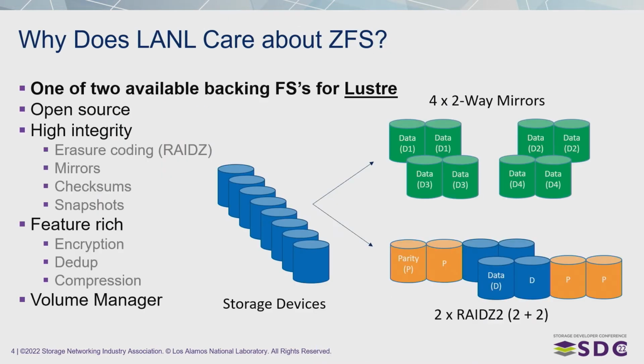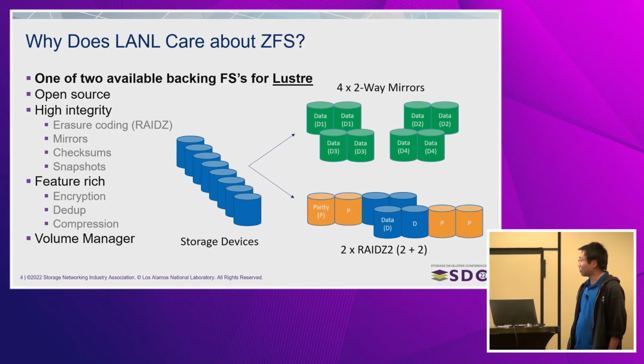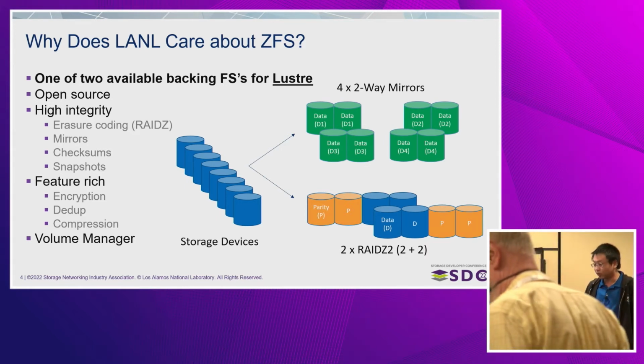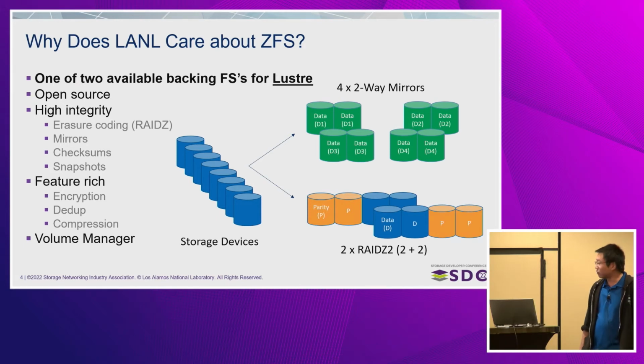So in both our current generation of parallel file systems and our next generation, we will be writing to Lustre. Lustre is a parallel file system that is backed by an underlying file system, and one of those file systems is ZFS, an open source file system that is actively being developed and has a good sized community. It provides high data integrity through erasure coding, mirroring, snapshotting, and checksumming, and has many built-in features such as encryption, deduplication, and compression.